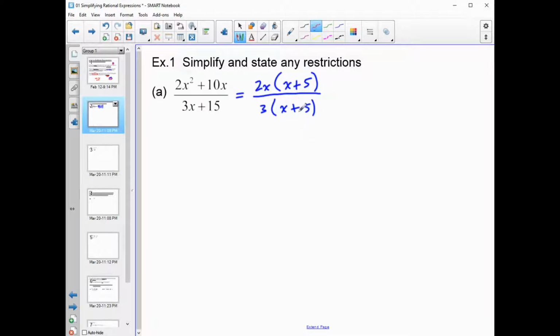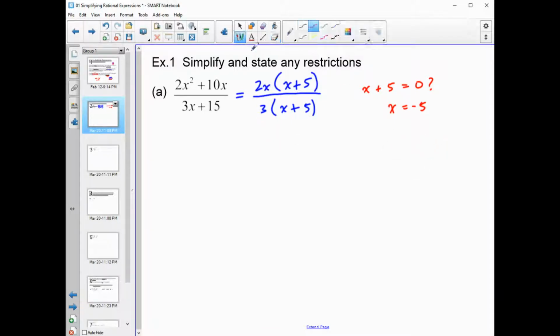So before I start crossing things out, let's ask ourselves the question, is there any way to turn x + 5 into 0? And of course, the answer to that is yes. That occurs when x is equal to -5. You don't normally go this far, but you also have a factor in the denominator of 3. Well, is there any way that 3 is equal to 0? And of course, the answer to that is no. There is no way for 3 to be equal to 0, so we don't concern ourselves with that as a possible restriction.